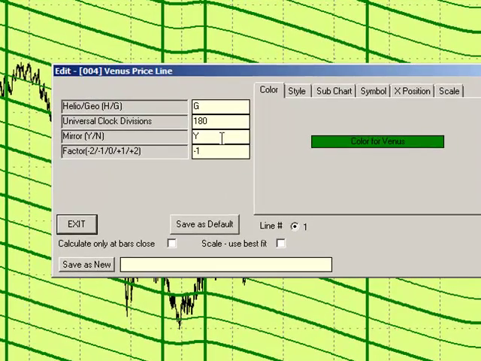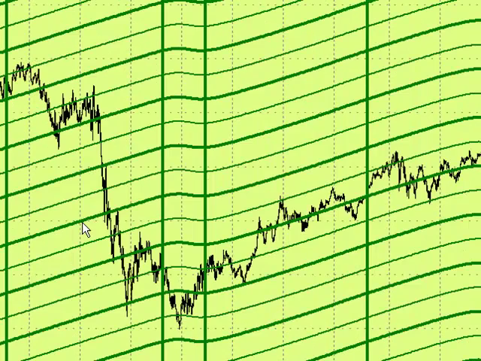Take a look at that. And as you can see, it follows that trend pretty well as well. In fact, I think we'll leave this unmirrored. That I think gives us some useful information to work with.